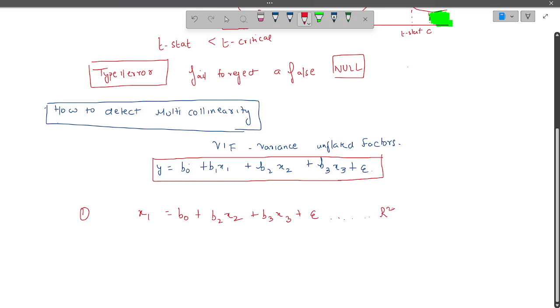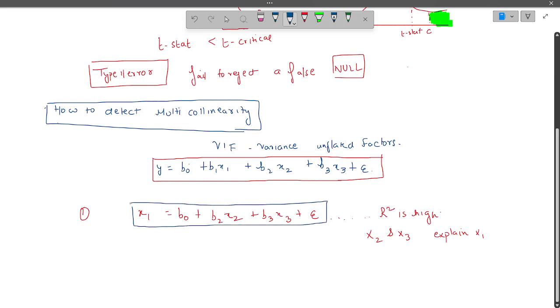Now if the R square of this second regression is high, then what I conclude is that x2 and x3 explain x1. There is some correlation among them, right? If the R square of this second regression is high, then I conclude that x2 and x3 explain x1. There is some correlation between them. This is a sign of multicollinearity.